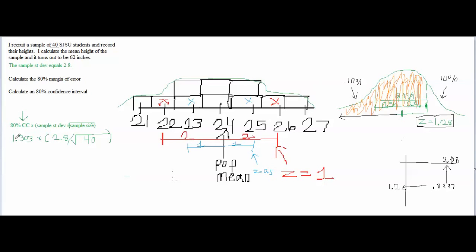And once that comes out to a number, to get the 80% confidence interval, just take your answer and add and subtract it from the sample mean. So to get the confidence interval, just take 62 and then add and subtract whatever answer you got for the margin of error. And remember, the margin of error comes from this formula right here.